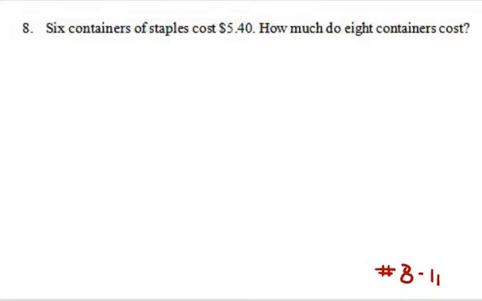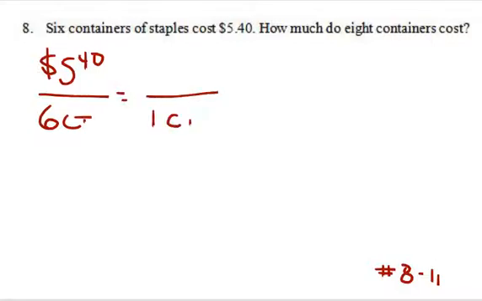Okay, in this video we're going to look at 6 containers of staples. They cost $5.40. How much do 8 containers cost? So again, this is another unit rate question. Unit rate. So it's $5.40 to 6 containers. We want to know how much that is for 1 container, because once I know how much it is for 1 container, I can find out how much that is for 8 containers. Okay?